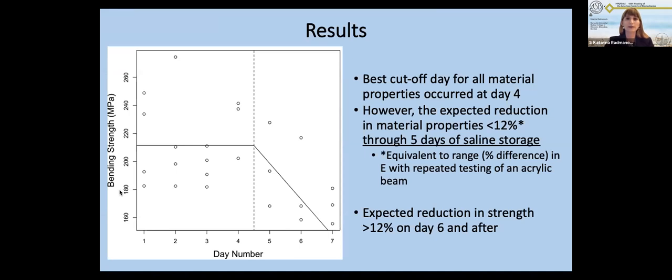Specifically, yield strength and bending strength each decreased by 13% on day six. Shown is the bending strength versus saline storage time for healthy pediatric cortical bone beams. The corresponding multiple linear regression model with a cutoff, the cutoff being represented by a dashed line at day four for the data set, is also shown, the model being the solid line. At day six, the model demonstrates a 13% decrease in bending strength from its initial intercept of 211 megapascals.